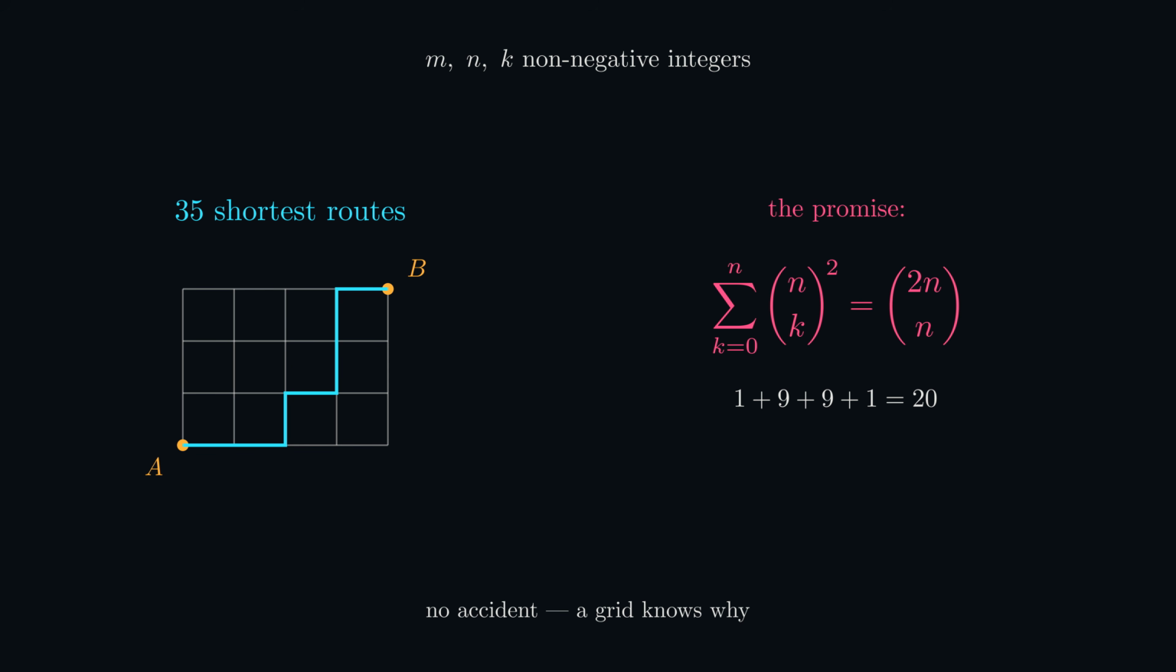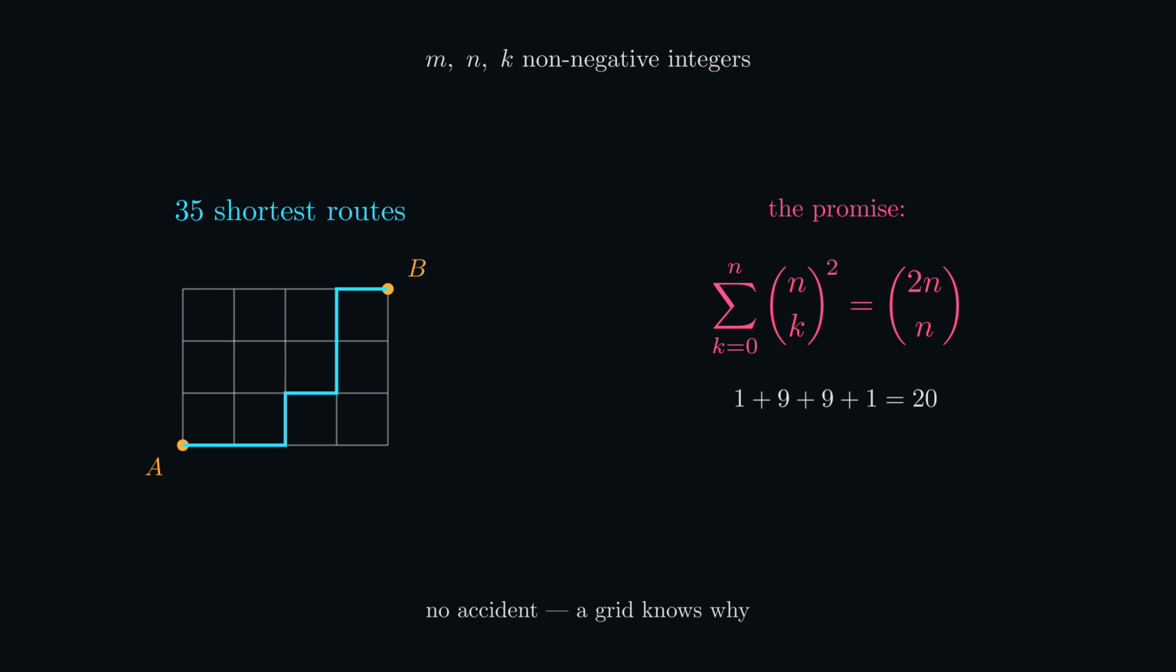Grid sizes and step counts here are non-negative integers, nothing more. A fair question. A classroom question even. But here is the promise of this episode. Before it ends, this same little grid will prove an identity that looks out of reach of any picture.